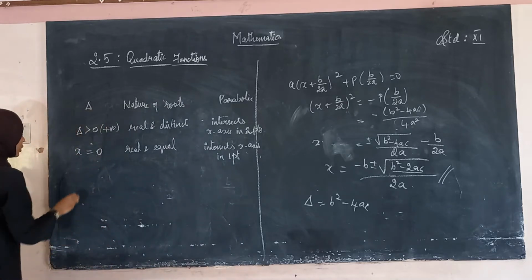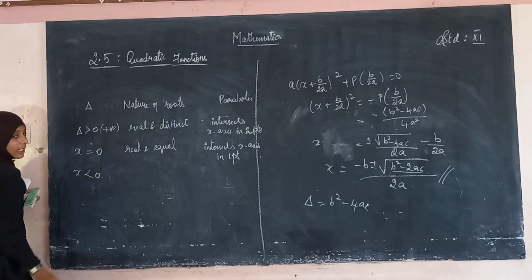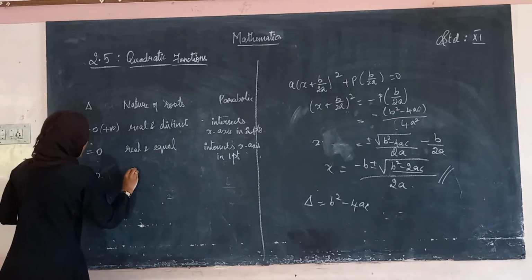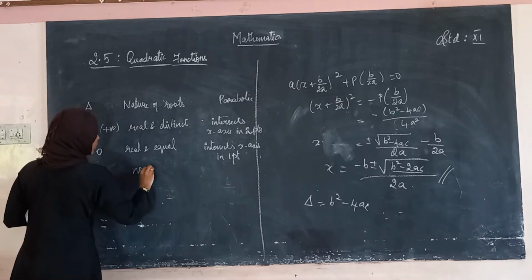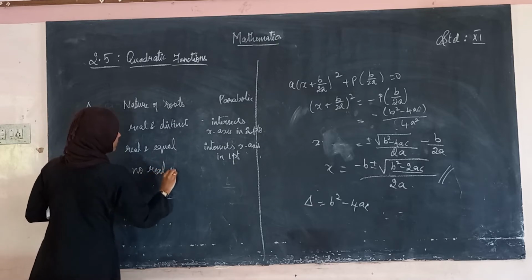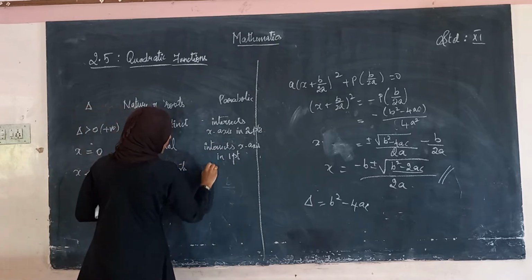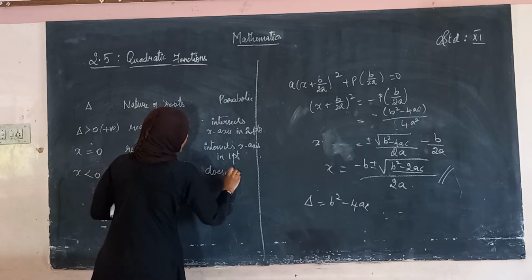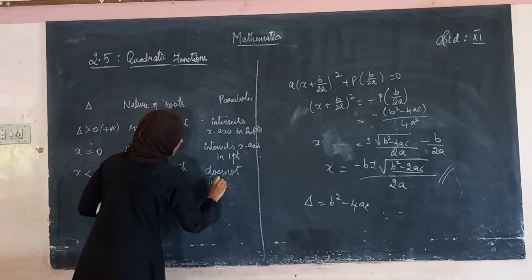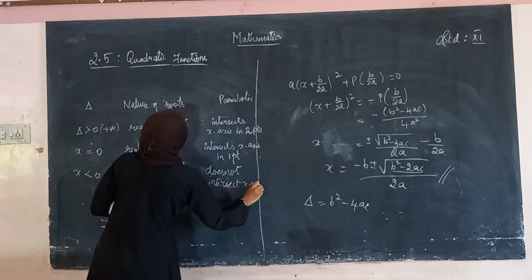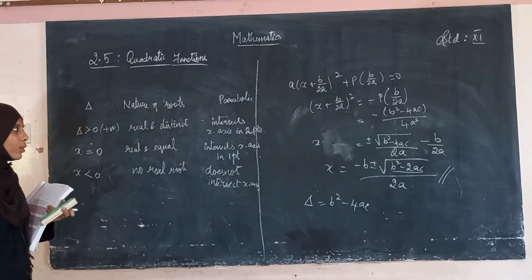And again the next one is discriminant less than 0. That is, if the discriminant value is less than 0, there are no real roots. No real roots means the parabola does not intersect x axis. Okay, this is how we are going to find the nature of the roots.